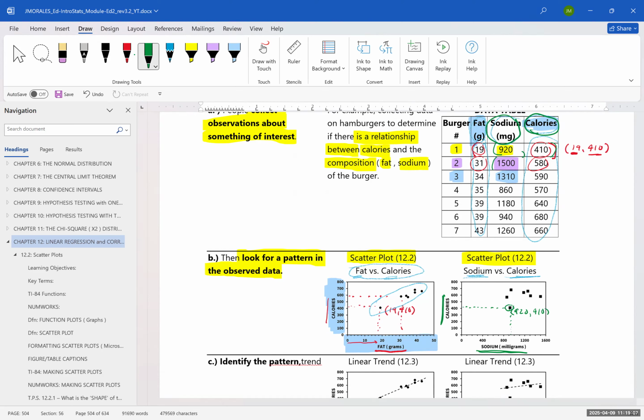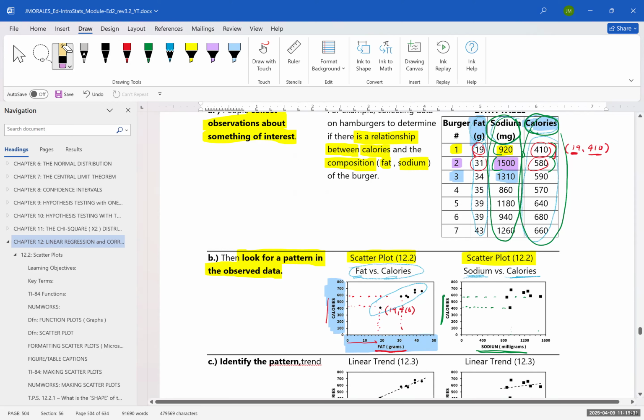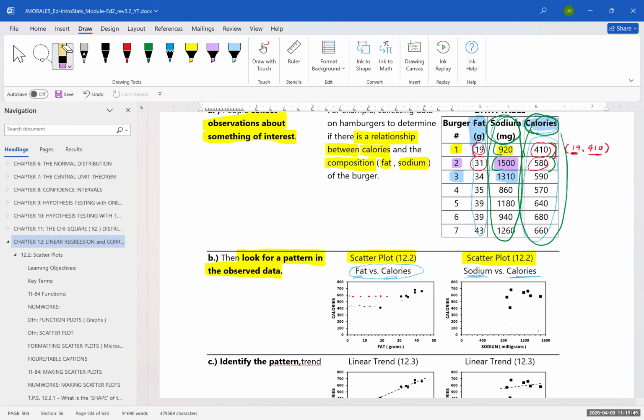Then we look at the next one, which is 1500, 580. That's this one. So we just go right on down the line, making ordered pairs of those two random variables. And what we get is a scatter plot of those two random variables together. So we get a scatter plot of sodium and calories, and we have this other scatter plot of fat versus calories.